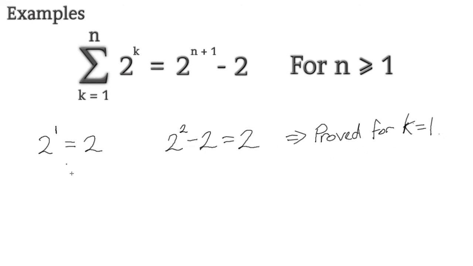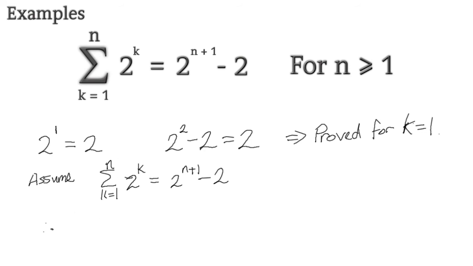So after we've done this, what we need to do is to state a hypothesis. Say, assume the sum to n of k equals 1 of 2 to the power k is indeed 2 to the n plus 1 take 2. Then what we can do from this is we add an iteration which is up to n plus 1.